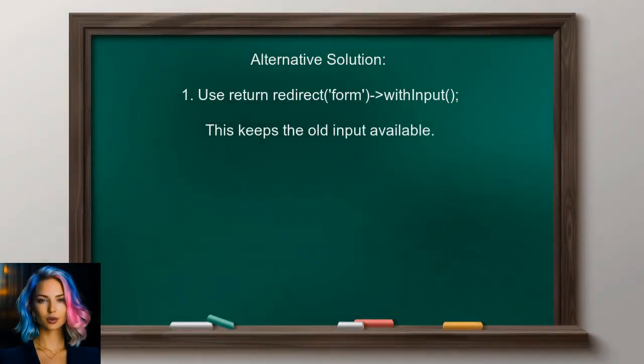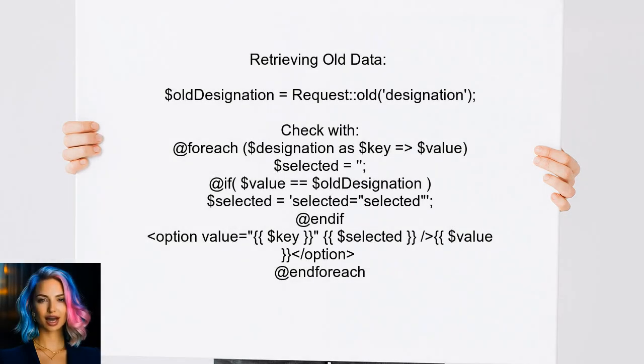An alternative approach suggested by a user involves maintaining the state of the old input using the redirect method. After form submission, you can redirect back to the form while preserving the input data. To retrieve the old designation value, you can use the old method on the request instance. This allows you to check if the previously selected designation matches the current options.